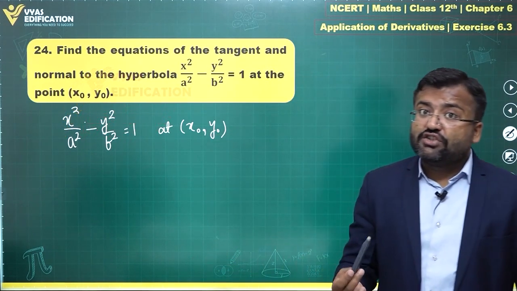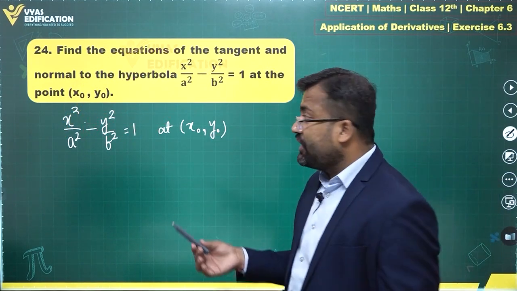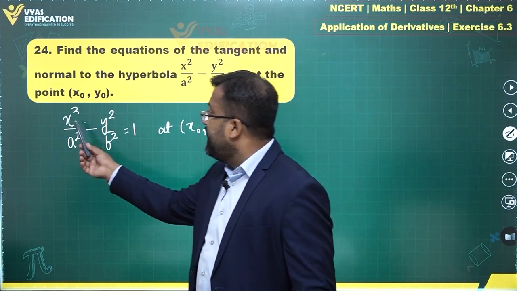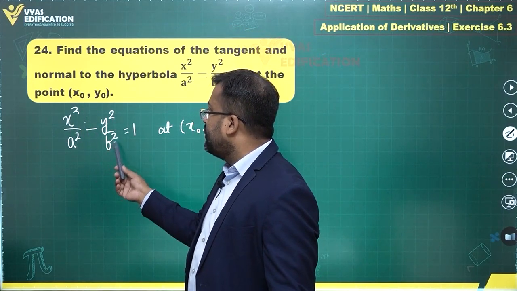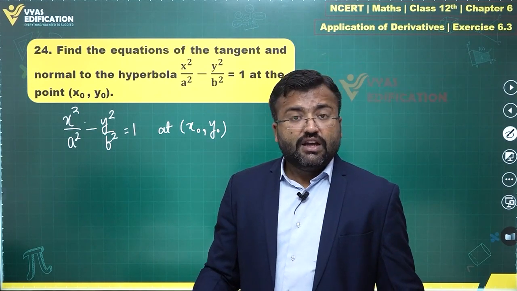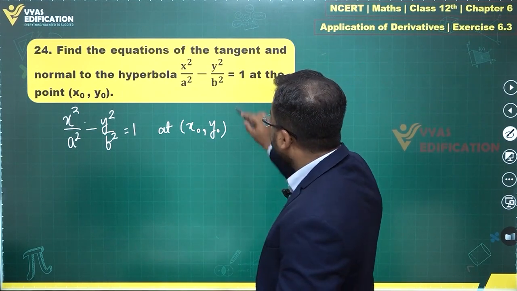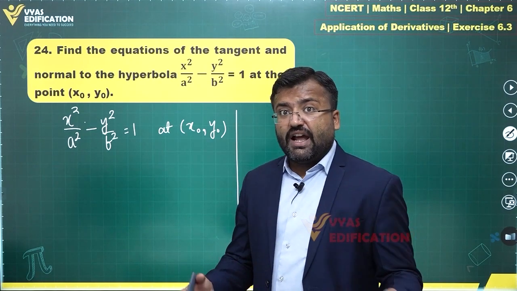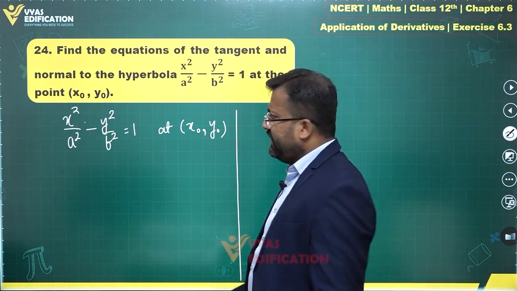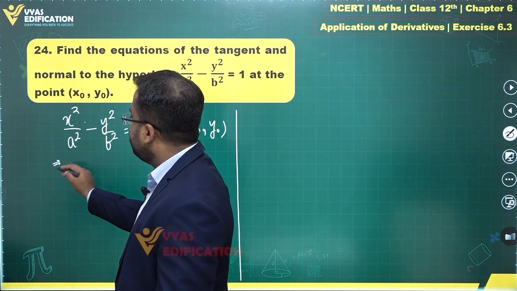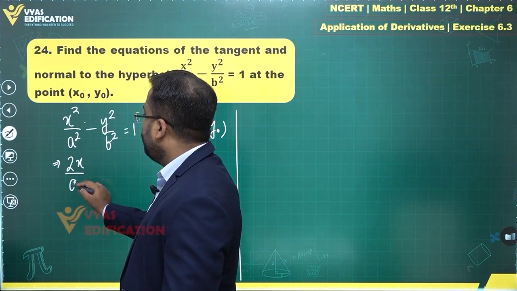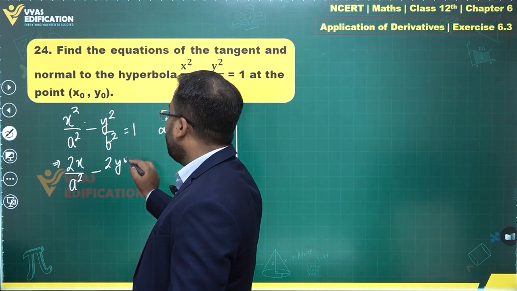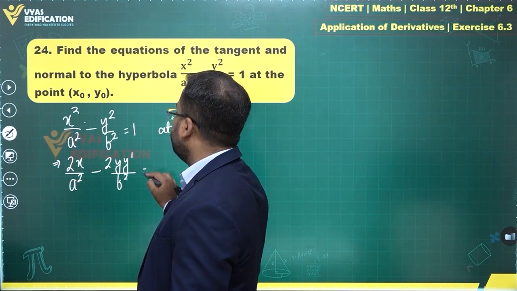But these are also standard results, right? The equation of tangent at this particular point will be x0 upon a square minus y0 upon b square is equal to 1. Let's try to prove that over here and we'll remember the results as well. So for finding the equation of normal and tangent, we'll have to use the derivative. So let's differentiate with respect to x. This gives me 2x over a square minus 2y y prime over b square is equal to 1.